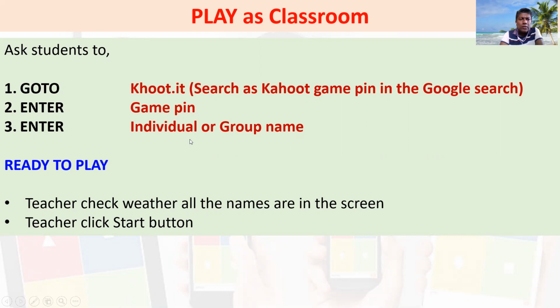If you are in classic mode, ask the students to give their individual names. If you are in team mode, ask students to give a group name. Now they are ready to play the game. From the teacher's point of view, the teacher has to check whether all the names are on the screen. When all are ready, click the start button in the teacher's mode. That's a button called start. To start the game, click the start button here.